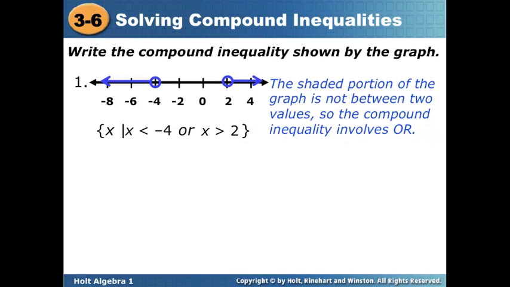This is the compound inequality shown by the graph. It's the set of all x's such that x is less than -4 or x is greater than 2. You will always see the word or in the set notation for an or compound inequality.